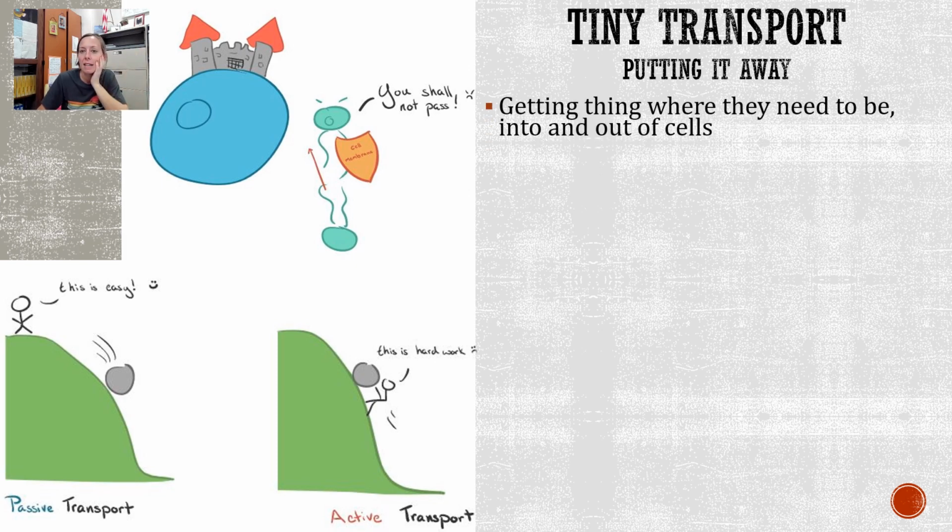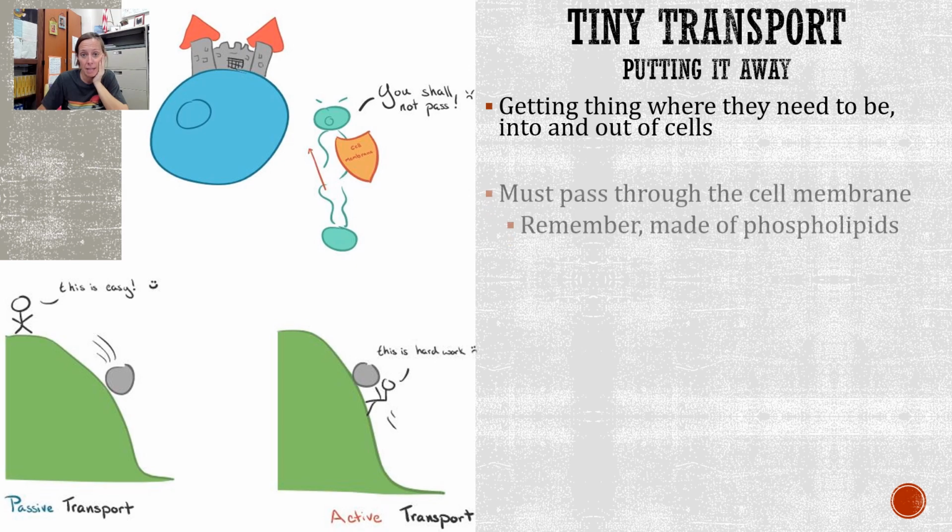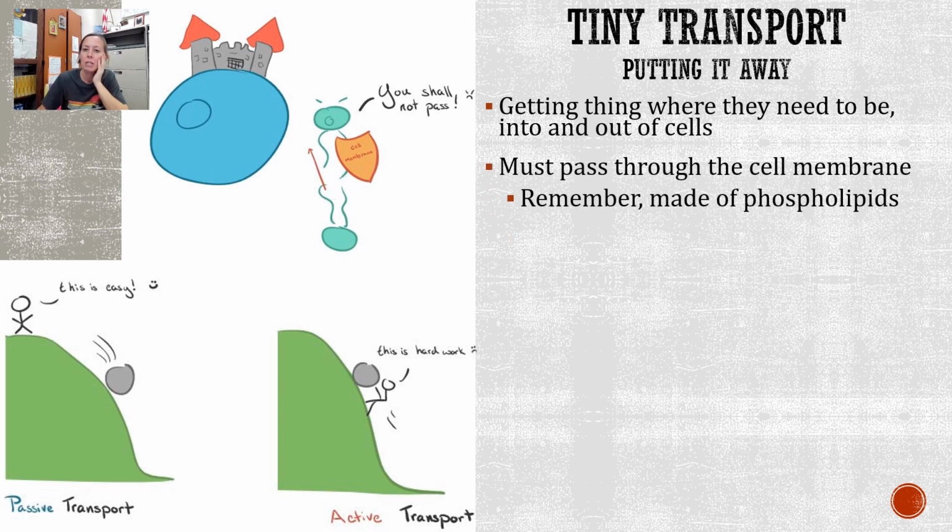So this is getting things where they need to be, into and out of the cell. And they have to pass through the cell membrane. Okay, the cell membrane is made of phospholipids. Those have a head and two tails. You learned about that in middle school.